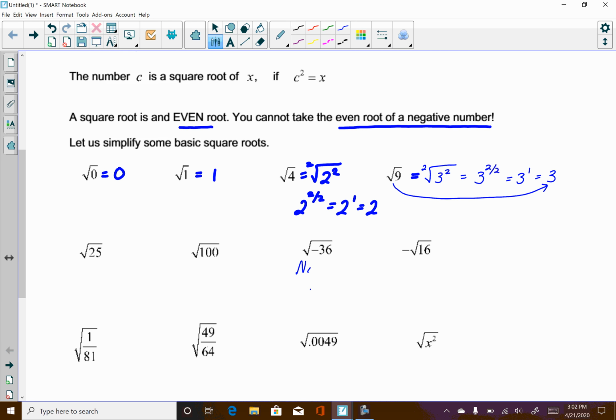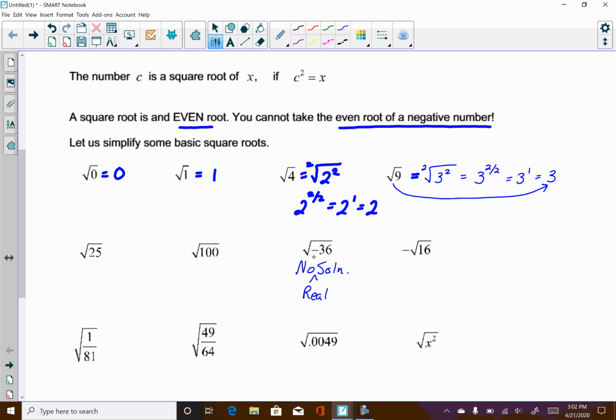So this would be no solution. I'm just going to abbreviate there. Or actually, let me just add that in there. It's just no real solution. There are what are referred to as imaginary solutions, and you'll talk more about that in pre-calculus.